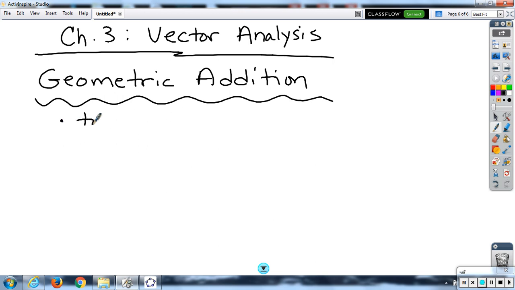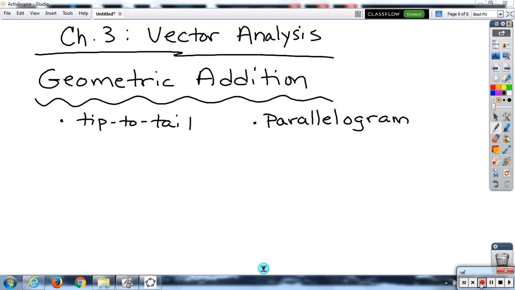One is called the tip to tail method, and the other is called the parallelogram method. So we're going to try to add two vectors together with both methods. And at this point, it's just based on your preference on what you find to be easier. So I'm going to give you two vectors, and we're going to add them together.